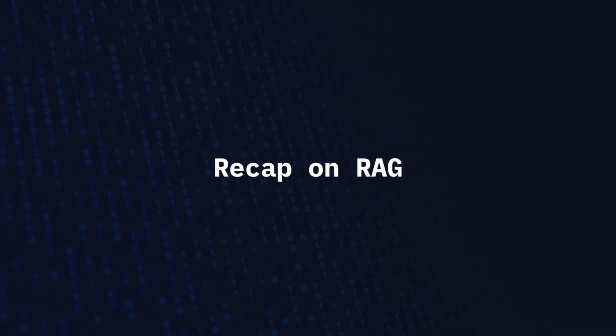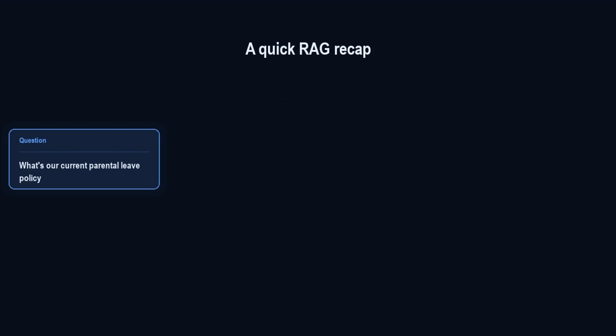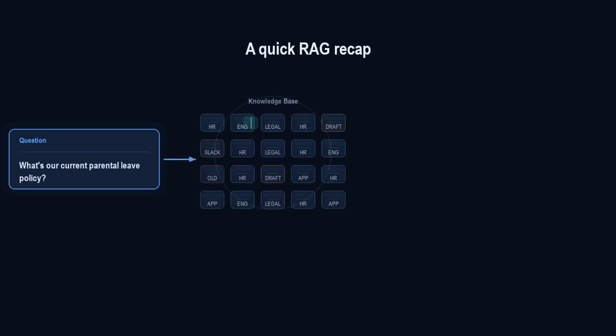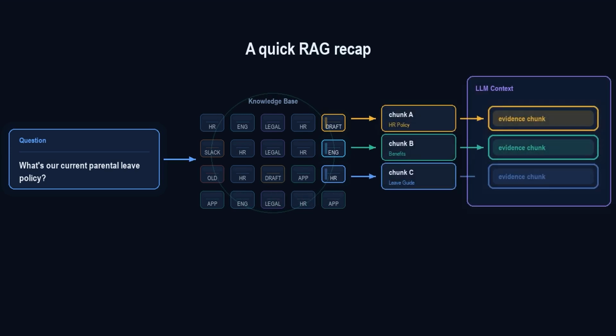Let's start with a quick recap on RAG. A user asks a question, the system retrieves the relevant chunks from a document store, and the model generates an answer using those chunks as context.